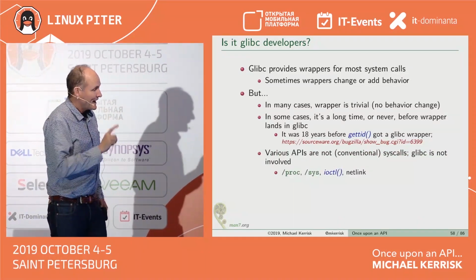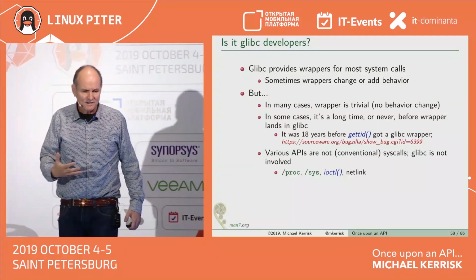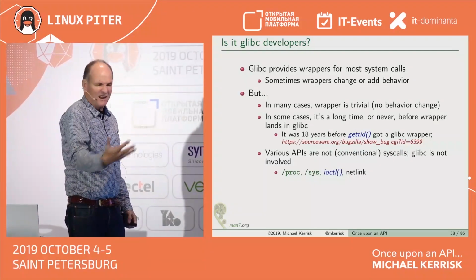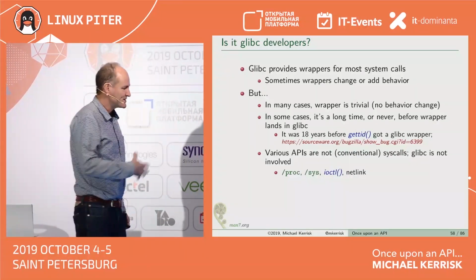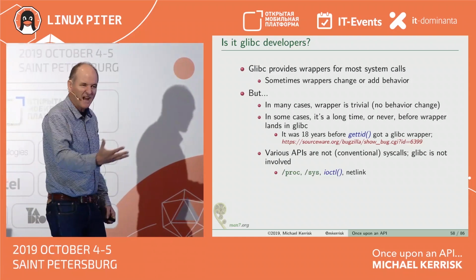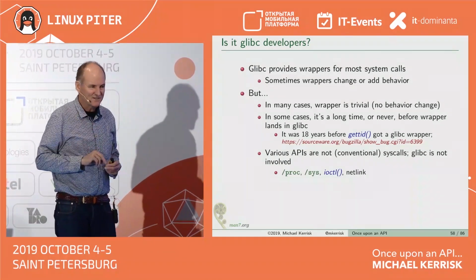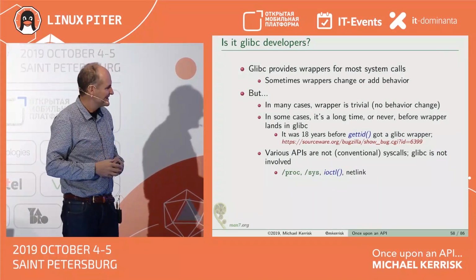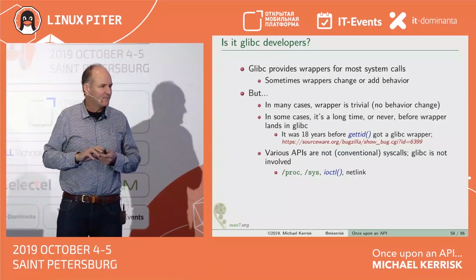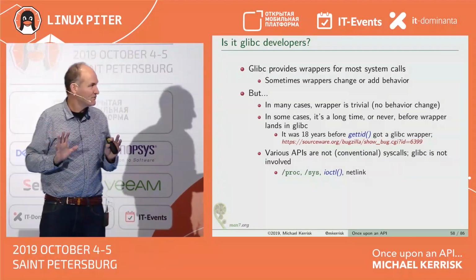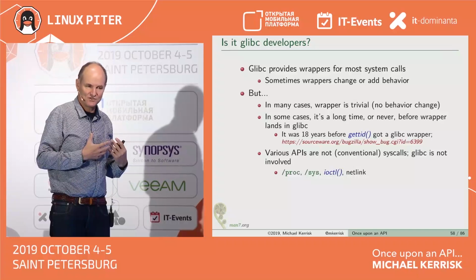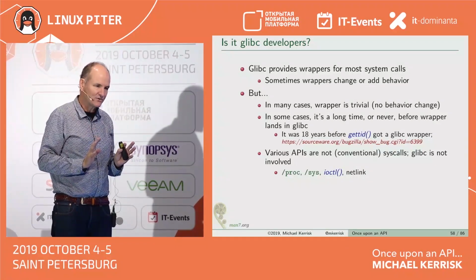And there are various other APIs that aren't conventional system calls. Things like proc files, sys files, ioctl isn't really a system call in the traditional sense. These aren't wrapped by glibc, so glibc is not involved. So this argues against glibc as defining the contract.